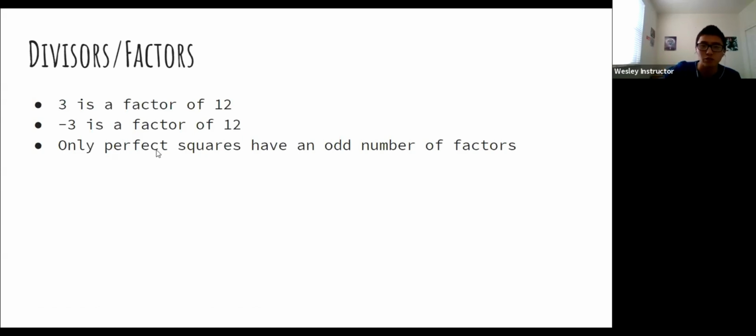And only perfect squares have an odd number of factors. This is because one of the factors is duplicated, such as 4. The factors are 1, 2, and 4, and you multiply 2 times 2. So there's two 2s. That's how you get 4. And same thing with 9 and 16. You have two 3s and two 4s.